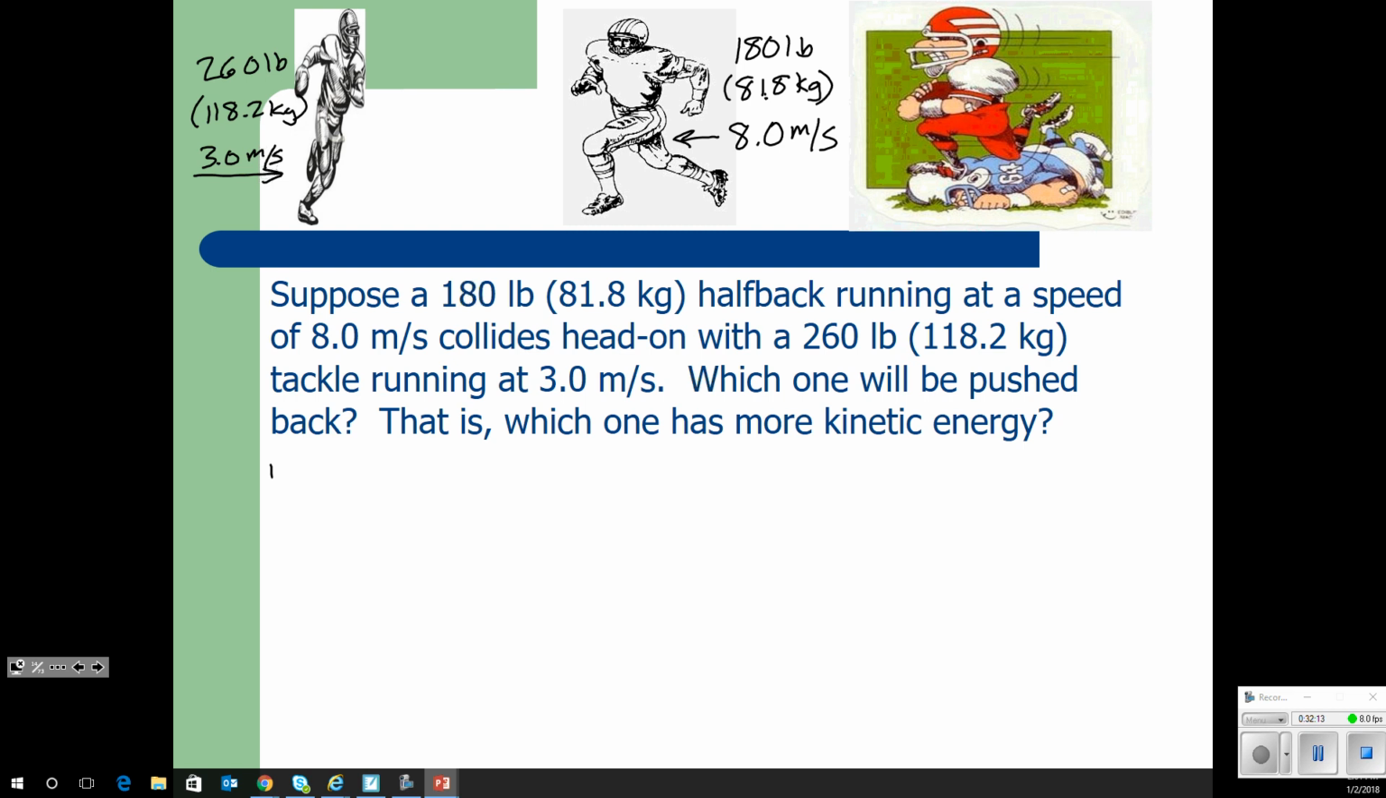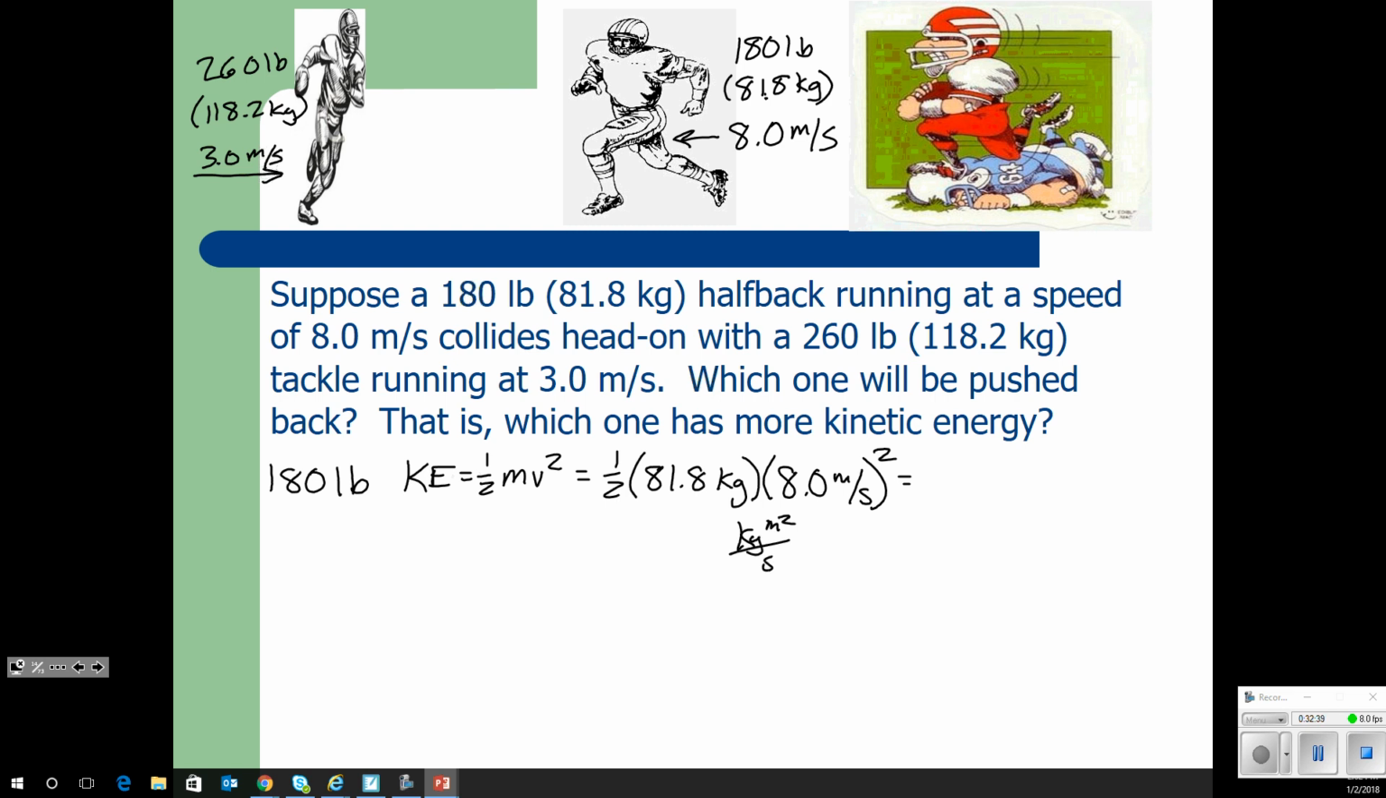Well, I'm going to find the kinetic energy for the 180-pound person first. Remember, kinetic energy equals 1/2 mass times velocity squared. So 1/2 mass, and I'm going to use kilograms because I want to keep it all metric, and then the velocity squared. A kilogram meters squared divided by seconds squared is equal to what we call a joule. So we're going to put it in joules.